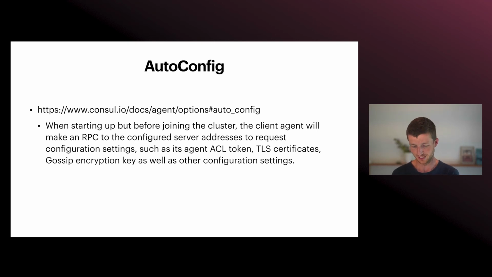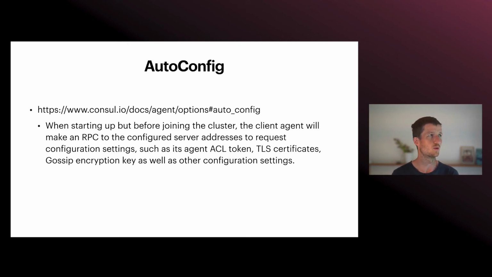So I mentioned there's a feature that's not very widely known, I think. I might be wrong, but that's my guess. It's autoconfig. And the documentation says, when starting up, but before joining the cluster, the client agent will make an RPC to the configured server addresses to request configuration settings, such as its agent ACL token, TLS certificates, gossip encryption key, as well as other configuration settings. So that's autoconfig. And doesn't that sound amazing?